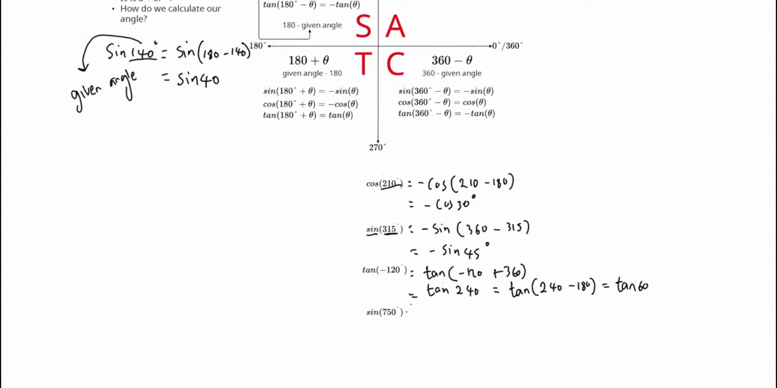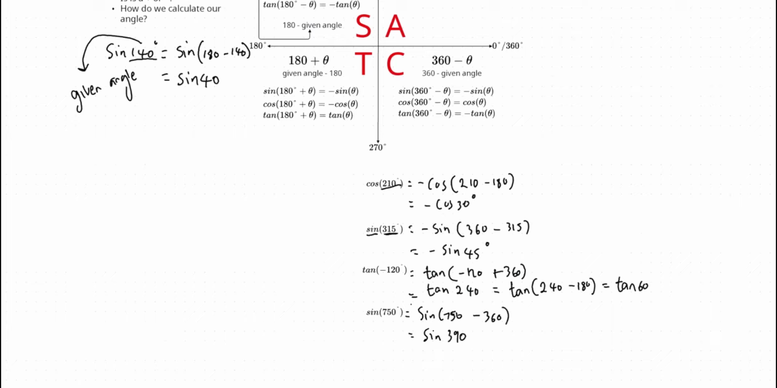So let's say sine 750 minus 360. And here we'll be left with sine 390.